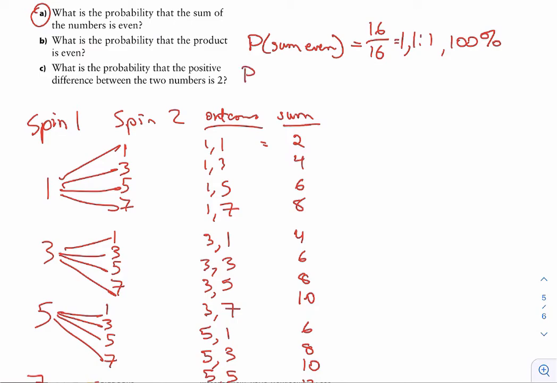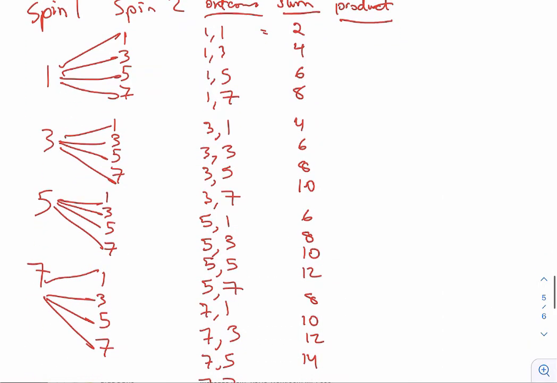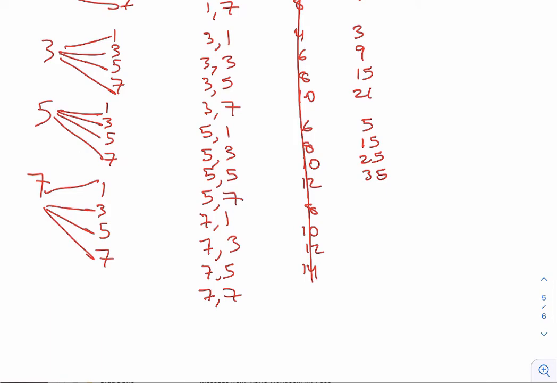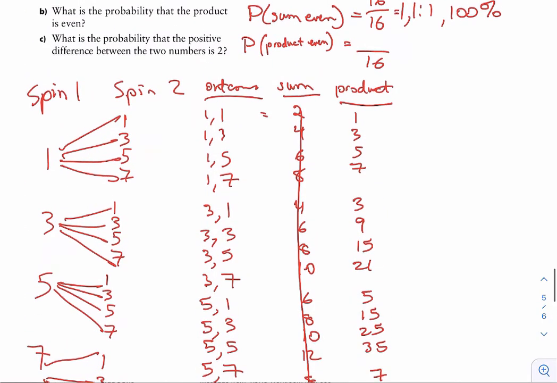So the next one says B, probability the product is even. Okay, again, it's out of 16. So now I could do a product column. I'm done with this column here, and I'm going to worry about this column. So 1 times 1 is 1. 1 times 3 is 3. 1 times 5 is 5. 7. 3 times 1 is 3. 3 times 3 is 9. 15, 21. 5, 15, 25, 35. 7 times 1 is 7. 21, 35, 49.